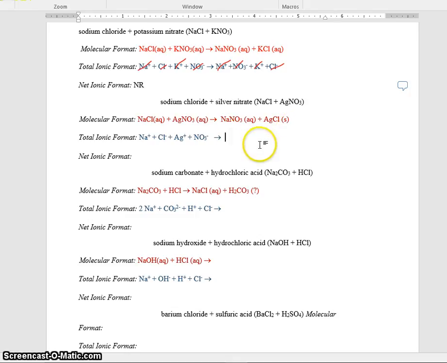Okay, so now we can finish our total ionic, and we have Na plus, still, because this is soluble, and nitrate, NO3 minus. All right, and now instead of having silver ions and chloride ions swimming around in solution, we have silver chloride solid. Okay, so now let's look at our net ionic again.